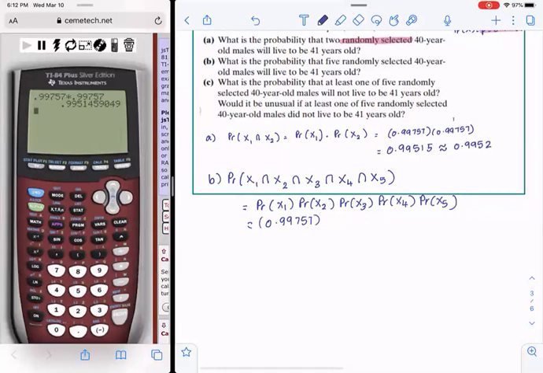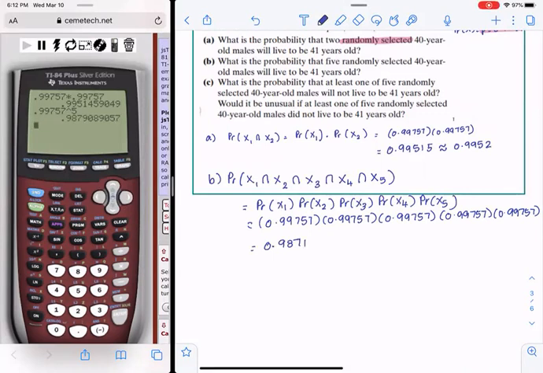So we have 0.99757 multiplied by itself 5 times. So that would be 0.99757 raised to the 5th power. So the probability would be 0.9871. I'm rounding it to 4 decimal places.